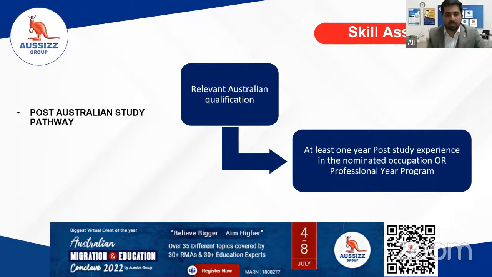Now, I'll give you an example here. If someone has done a master's of IT and they have mostly studied software engineering subjects, but they haven't covered, let's say, networking related units, and they are working in networking, for example, as a network engineer, they cannot get their skills assessed through work experience, or their employment might not be assessed. The reason is because they do not have experience in nominated occupation. And nominated occupation in their case will mostly be software engineer, developer, programmer, etc.